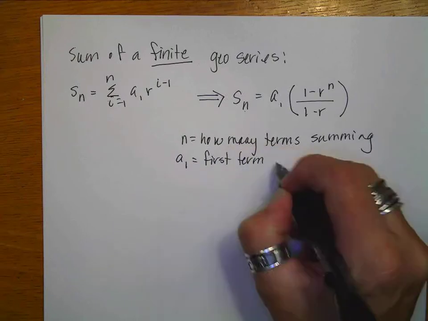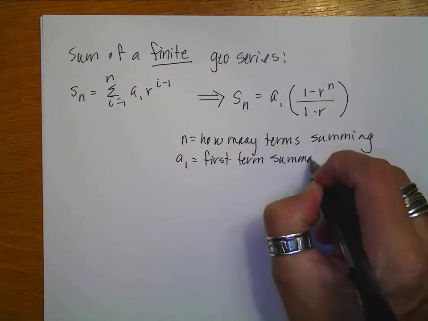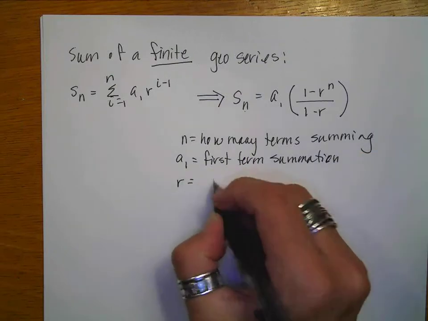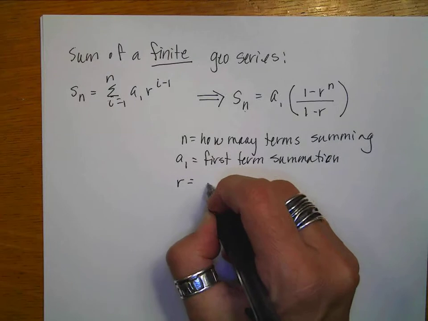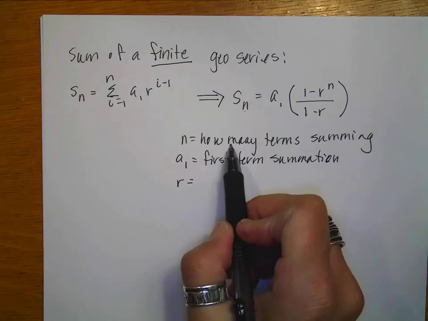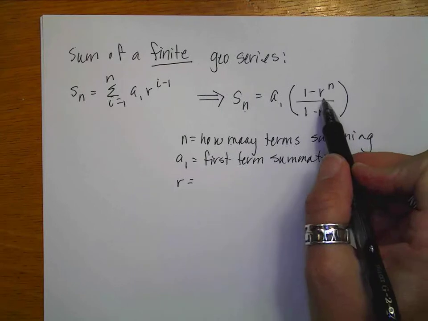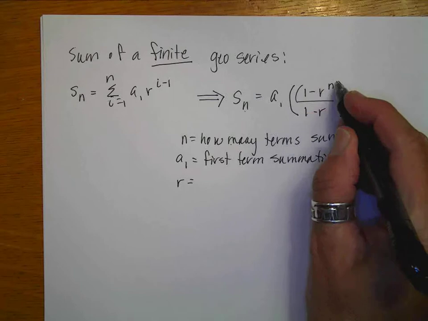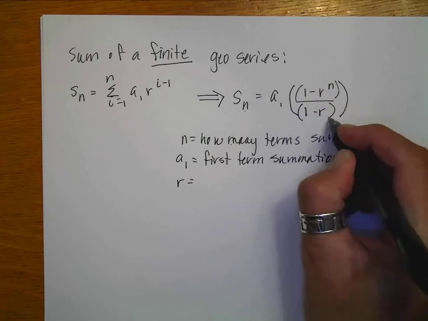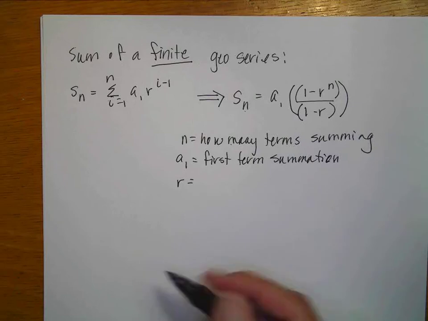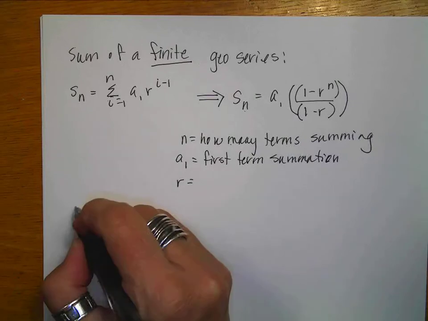a sub 1 is going to be the first term of the summation. r is definitely going to be your rate of change, right? So r is just going to be r. And then n, we've already talked about, is how many terms we're summing. You do have to be careful when you put this in your calculator because you want to make sure that the whole numerator is in parentheses and that the whole denominator is in parentheses.